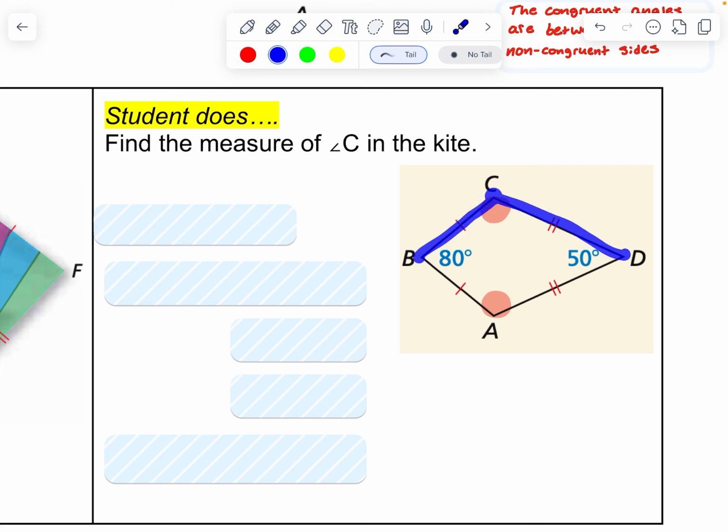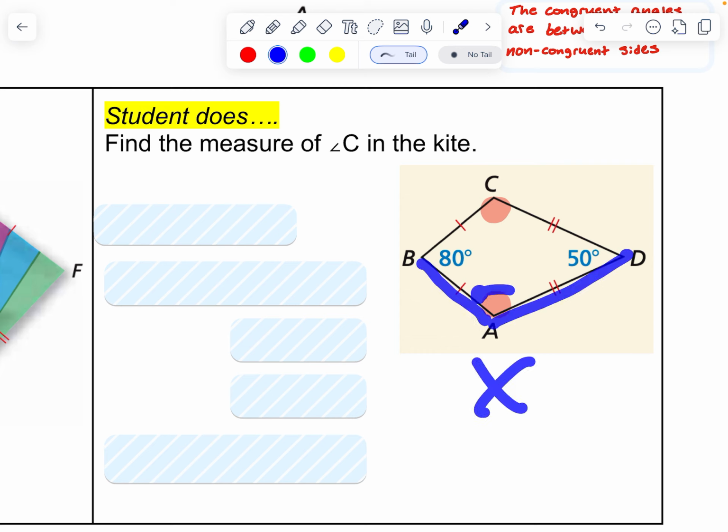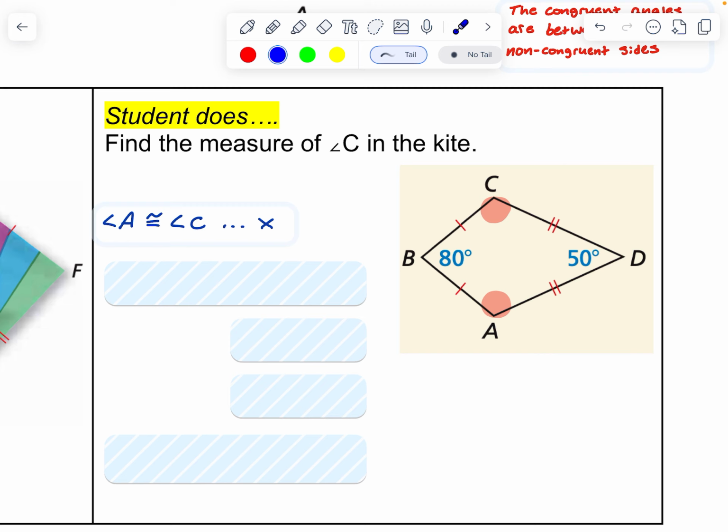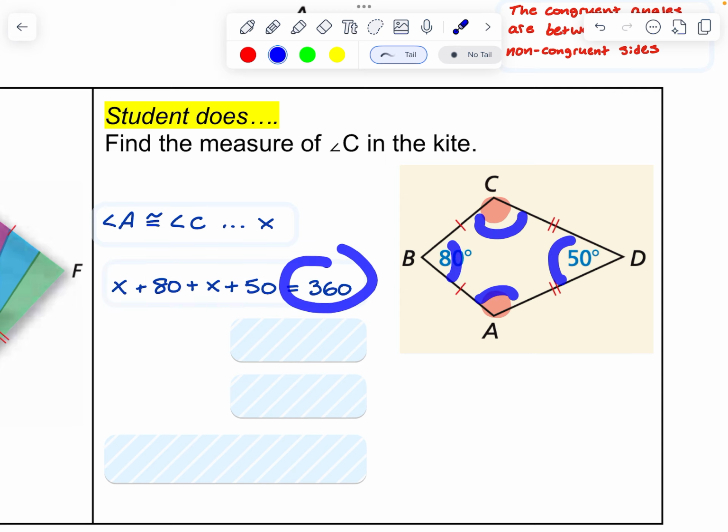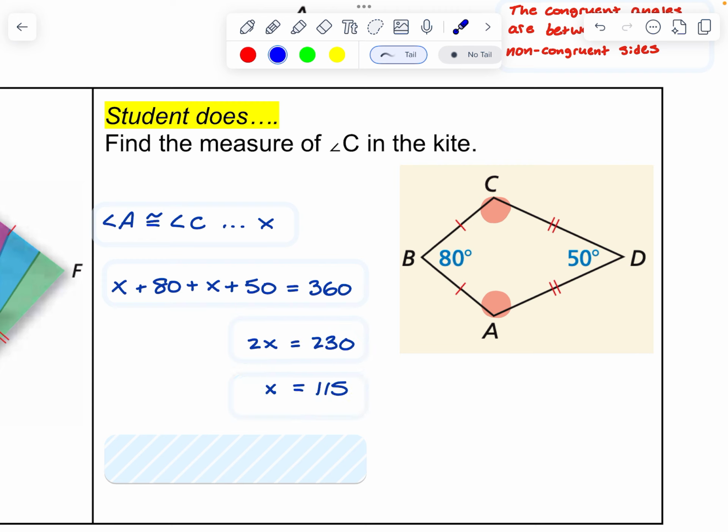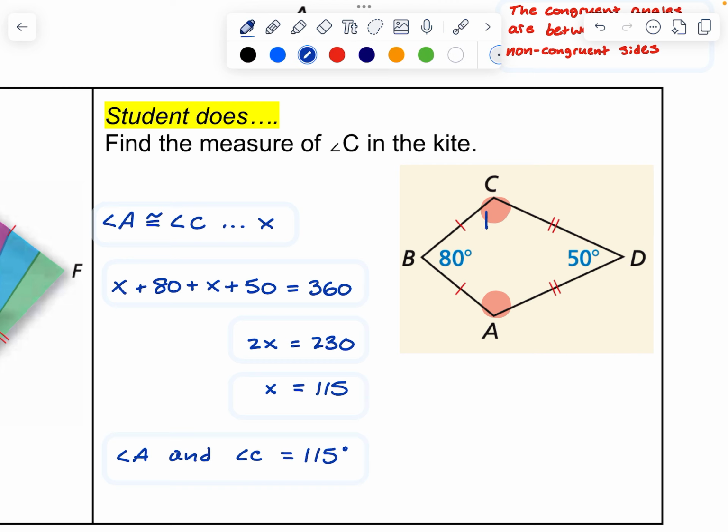Another way. BC and DC are not congruent, so I'm going to mark that angle. BA and AD are not congruent, so I'm going to mark that angle. And I know that angle A is congruent to angle C. We can call them both X. Just like any quadrilateral, all of these angles have to add up to 360. 2X is equal to 230. X is equal to 115. Angle A and angle C both have to be 115 degrees.